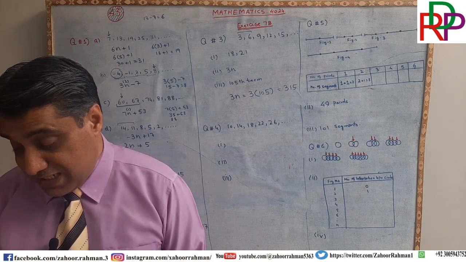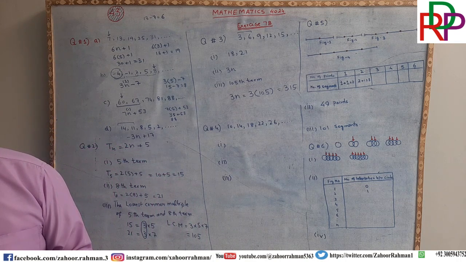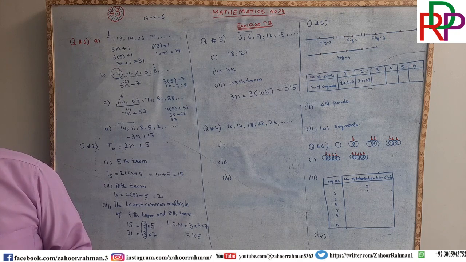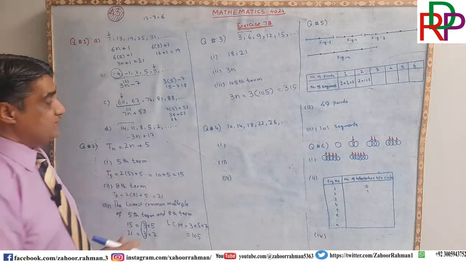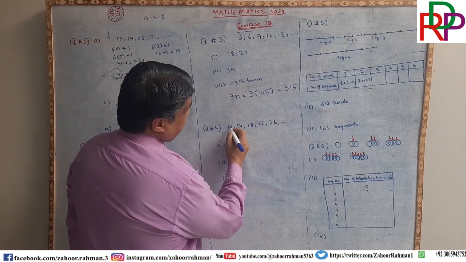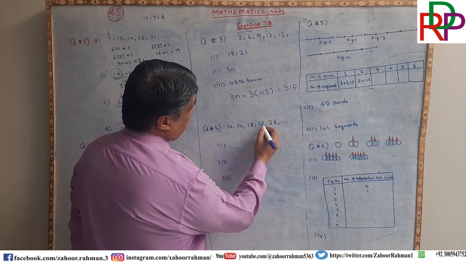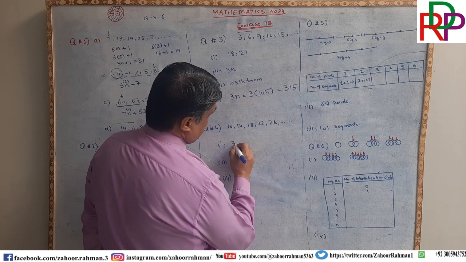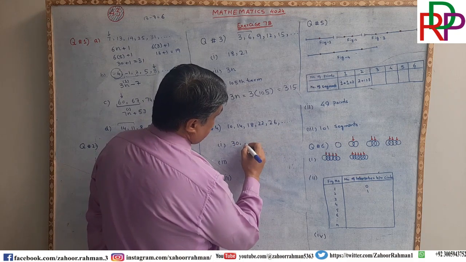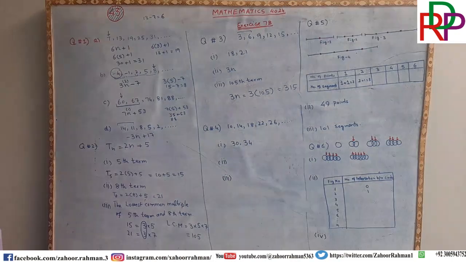Okay, in question number 4 they are saying consider the sequence 10, 14, 18, 22, 26, and in the first part they are saying write down the next two terms. So 10 plus 4, 14, 14 plus 4, 18, 18 plus 4, 22, 22 plus 4, 26, 26 plus 4, 30, 30 plus 4, 34. So the next two terms are 30 and 34, easy.